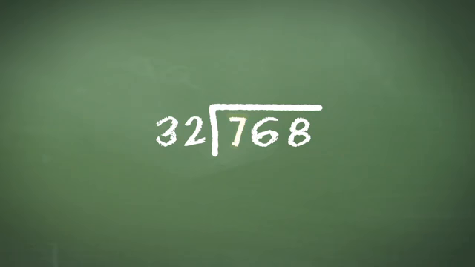Looking at the 7, we can see that 32 does not go into 7, so we move across to the tens column and look at the 76. The next step involves a bit of trial and error.